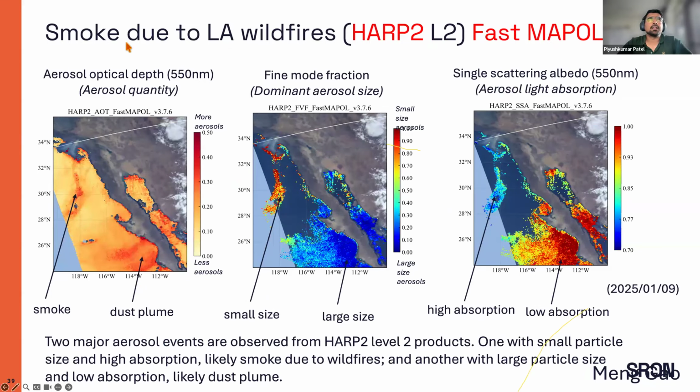So you can easily identify the smoke, like we had over California early this year. These are the smoke plumes, which you can see very easily in the fine mode fraction, and also in the single scattering albedo. The blue shows the highly absorbing particles, and the reds are non-absorbing particles. So this new algorithm also provides very good, more detailed information about the aerosol over the ocean surface only.